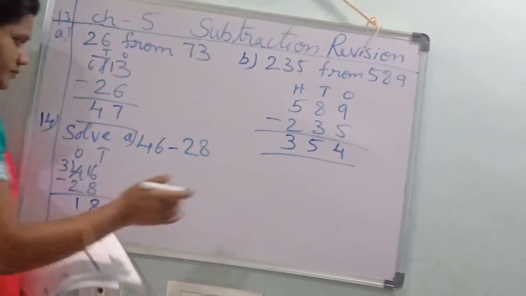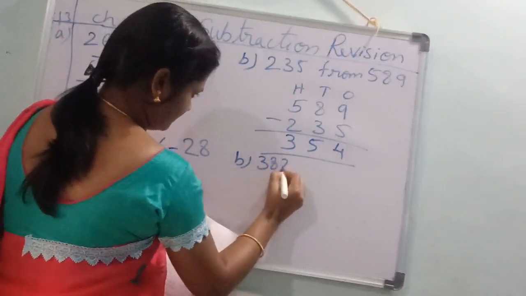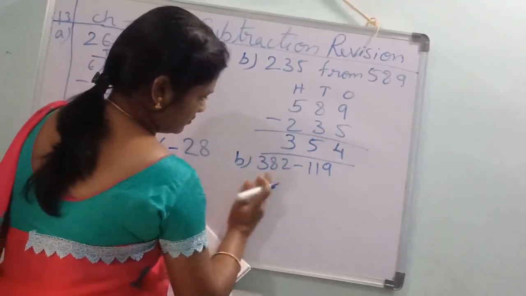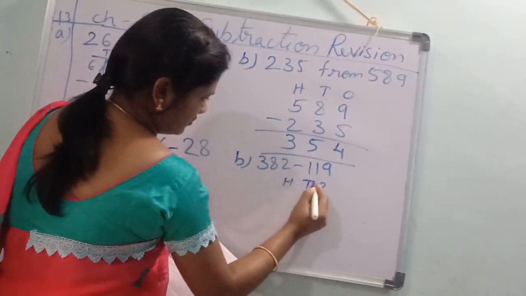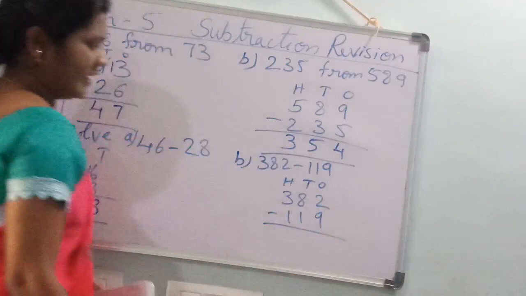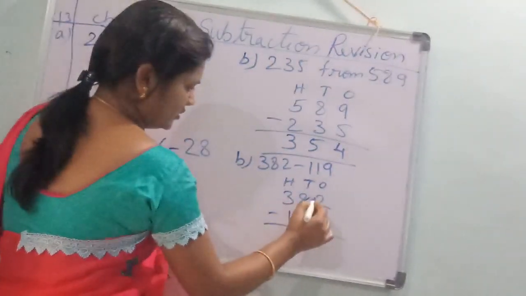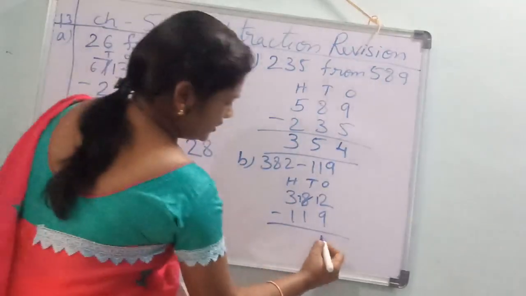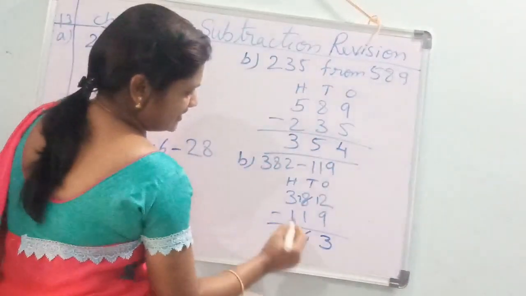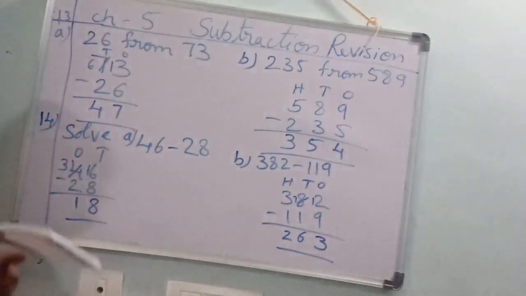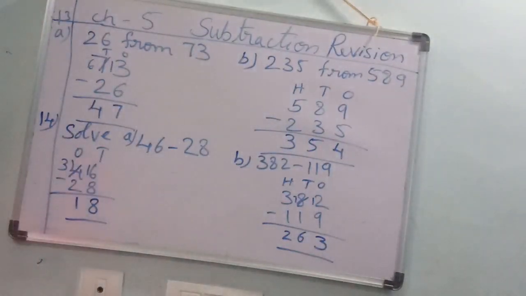Next. B1. See, in the 2, 9 will go? No. You should take borrow from here. 12. Here 7. 12 minus 9, 3. 7 minus 1, 6. 3 minus 1, 2. What is that answer? 263 is the answer. Okay. Practice. You should practice well. Understood, children?